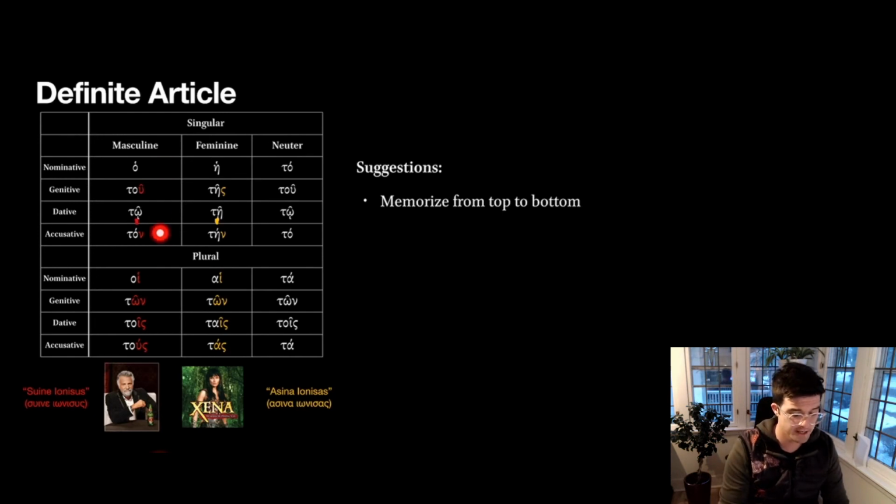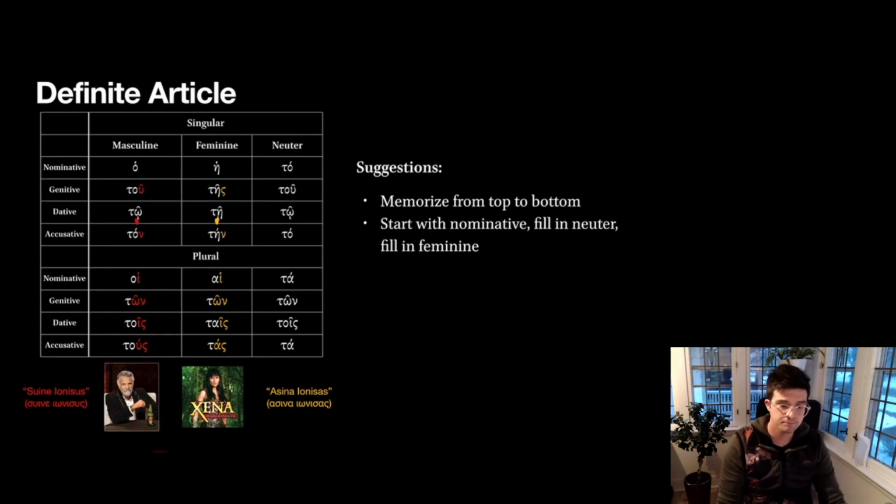First, that you should memorize from top to bottom, starting at the nominative masculine singular and working all the way down through the plural. So ho, tou, to, ton, hoi, ton, tois, tous. Memorize these, and then work your way from there. So when I memorize the definite article, I start with the nominative and memorize the masculine. And if I can get this down, if I can get it written down on my whiteboard or on a piece of paper, then it's a lot easier for me to fill in the rest. So I write this down, and then I move over to the neuter.